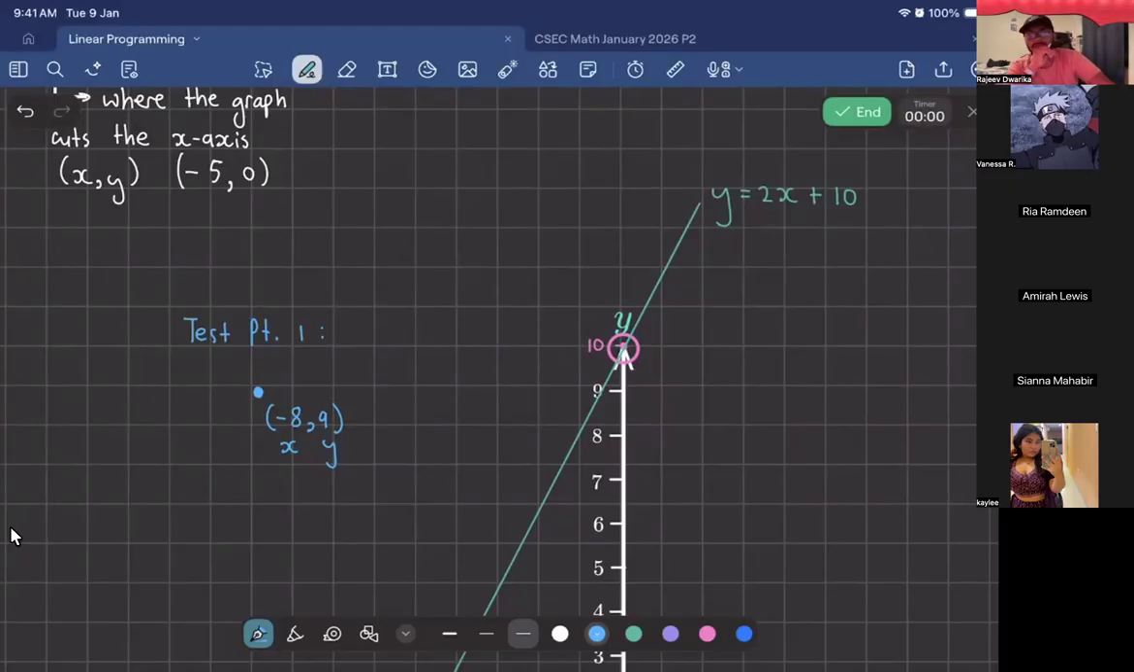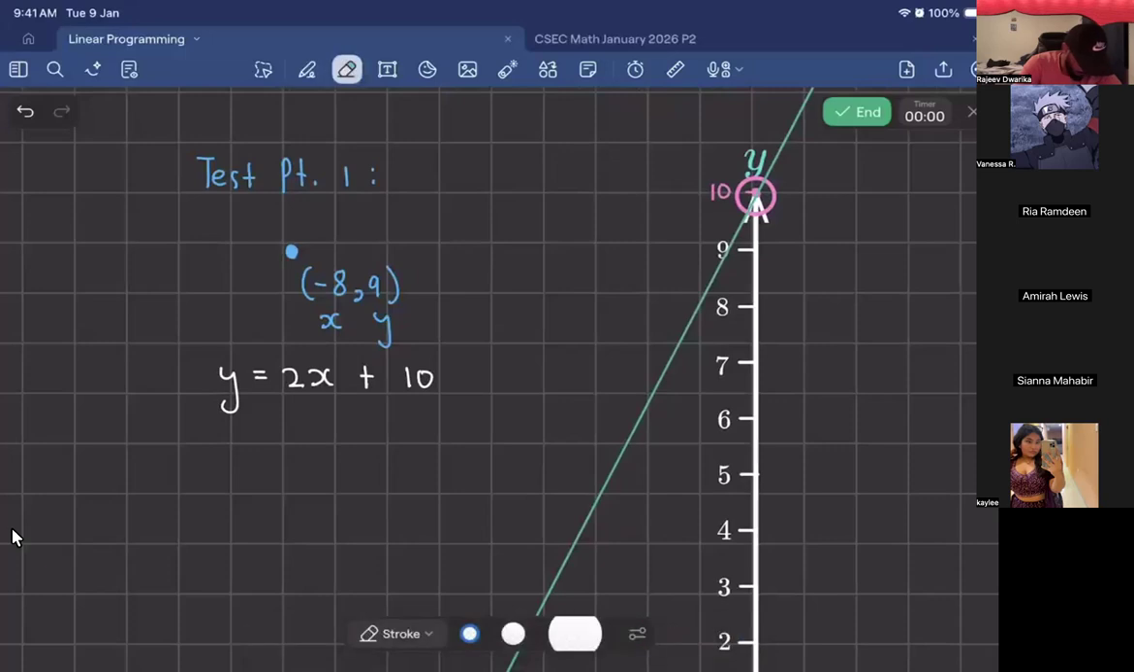Ria, what was the equation on the line? Ria, do you know? Y equals 2x plus 10. Yes, y is equal to 2x plus 10. So we know that y is equal to 2x plus 10, right? So this is what we are going to do.